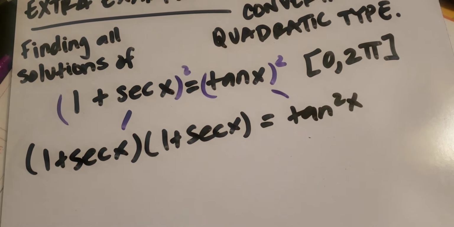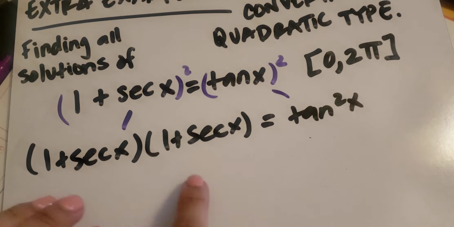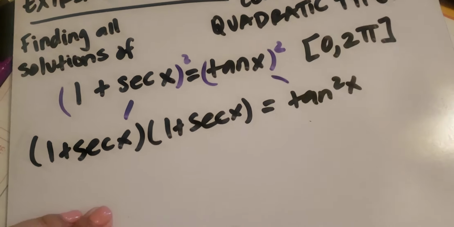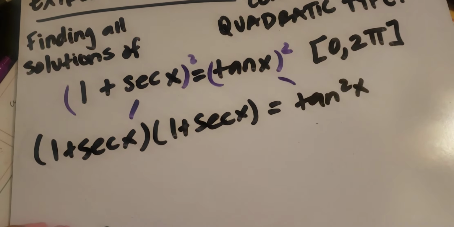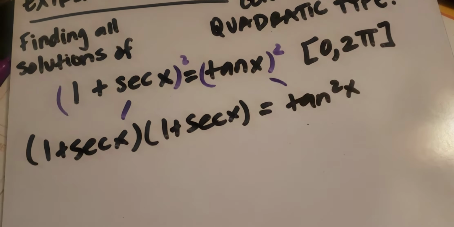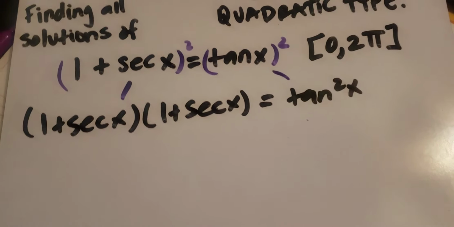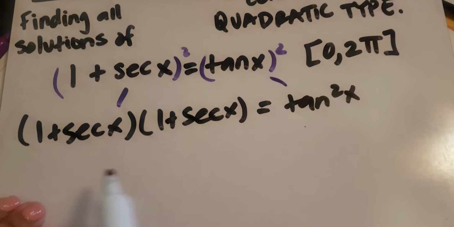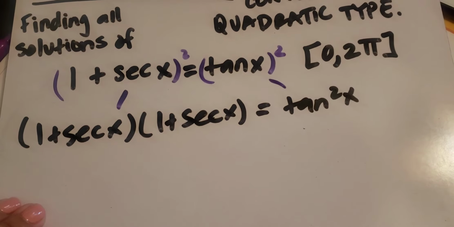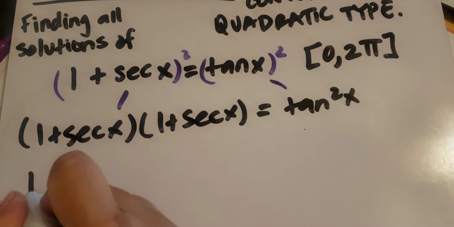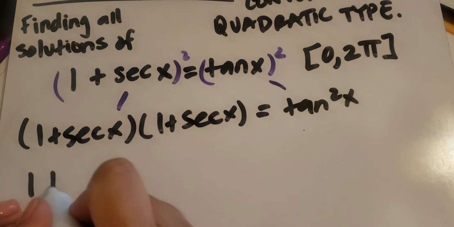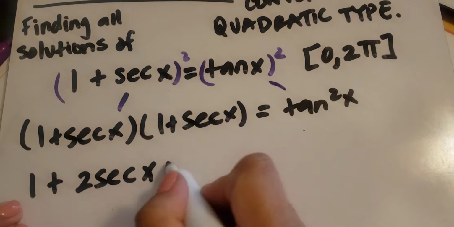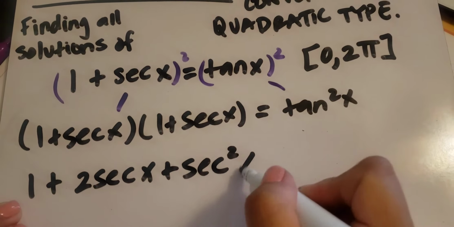But in doing so, the only thing that I could do here is FOIL. So we're going to do FOIL to this side. And again, you can do FOIL in your head. I'm just not going to show the work for it because I can do it a little bit faster. So again, first, outer, inner, last. So 1 plus 2 secant of x plus secant squared of x.